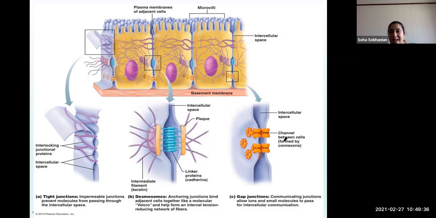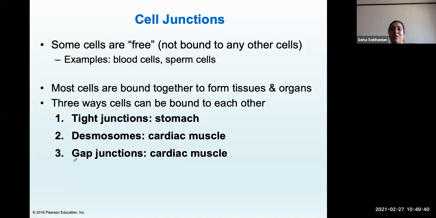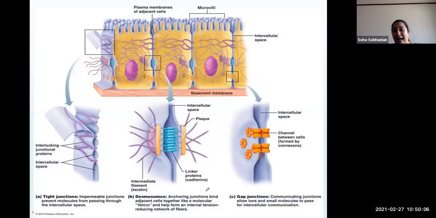Okay, the third type of junction that we have, the third type of point of connection, is what we call a gap junction. If you're thinking about your house and your neighbor's house, between the shared wall you have a window that you can connect to your neighbor and pass sugar from one to another, right? So a gap junction is a way for your cell to communicate with its neighboring cell. Cardiac muscle also has that gap junction.